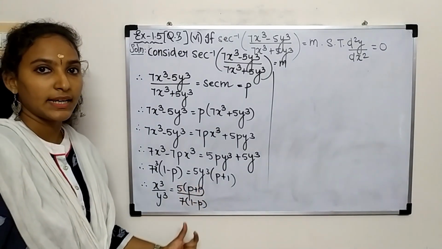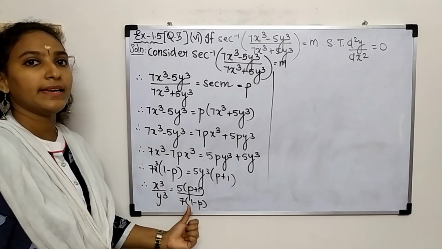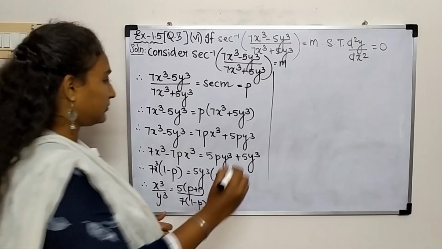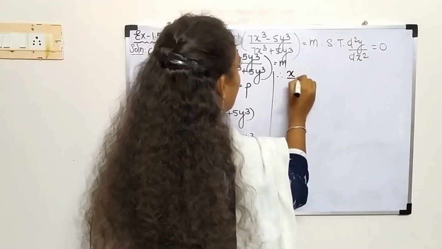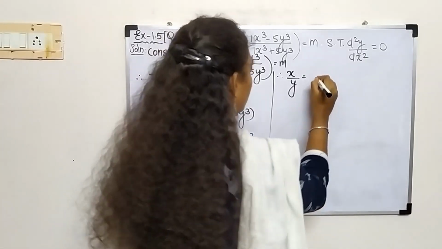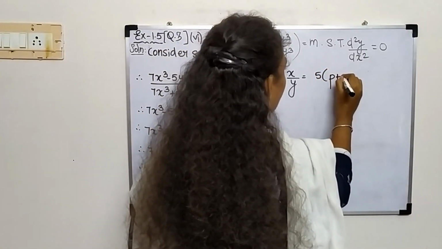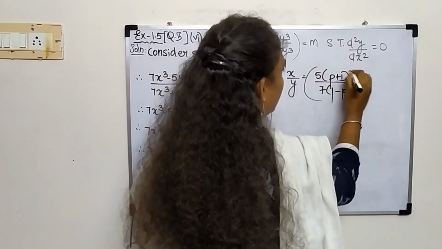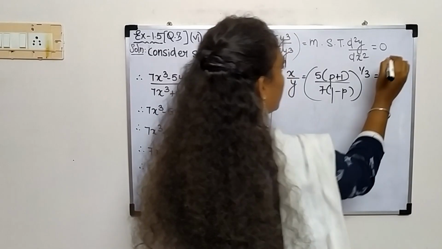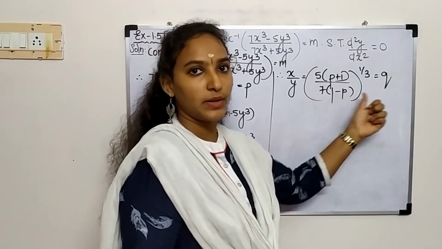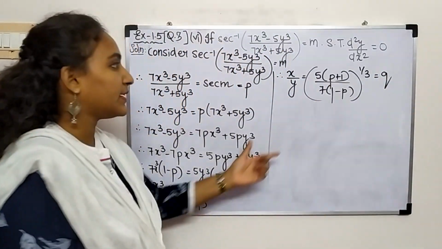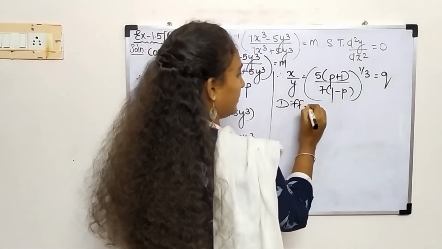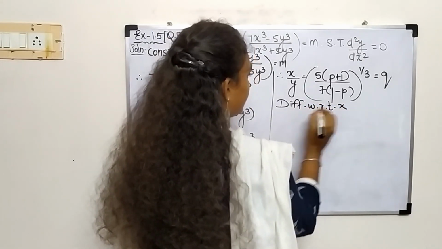Okay, this is again a constant, but after taking the cube root we will consider it to be another constant. Take cube root on both sides. Therefore we get x upon y is equal to 5 into p plus 1 upon 7 into 1 minus p, the whole raised to 1 upon 3. Let this be equal to q. Now we can differentiate this again with respect to x. Differentiate with respect to x.